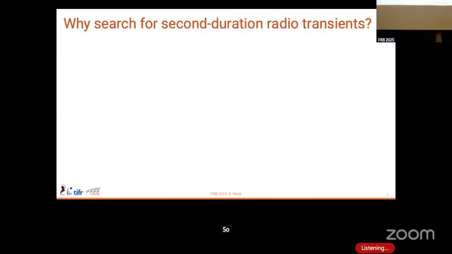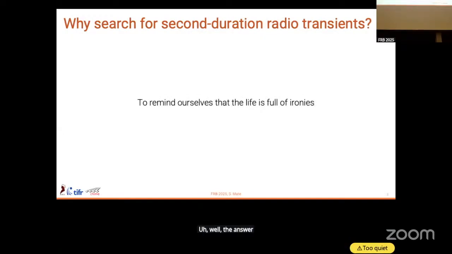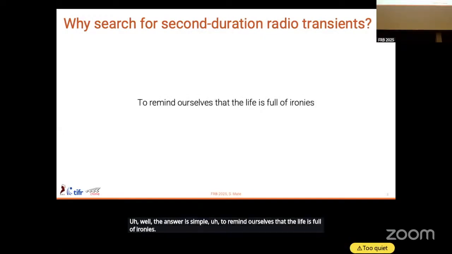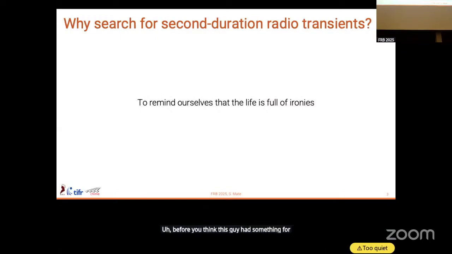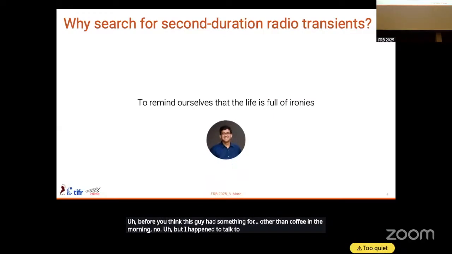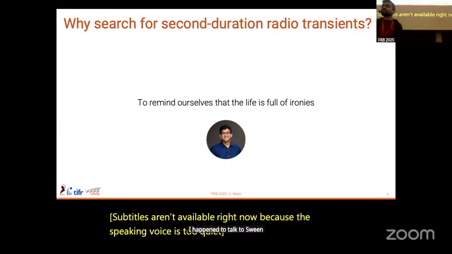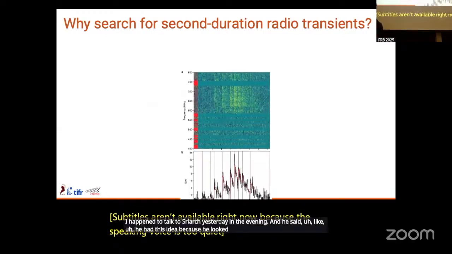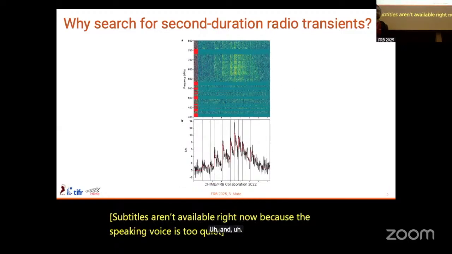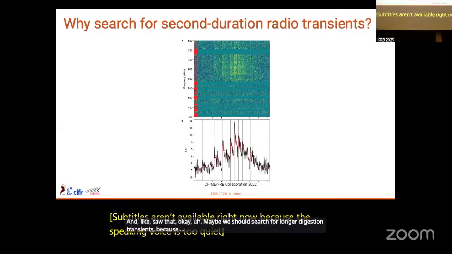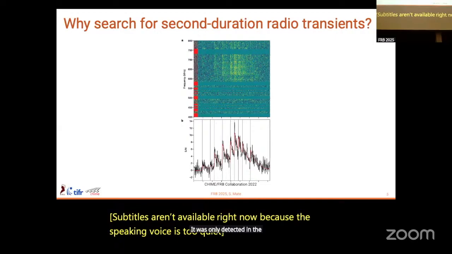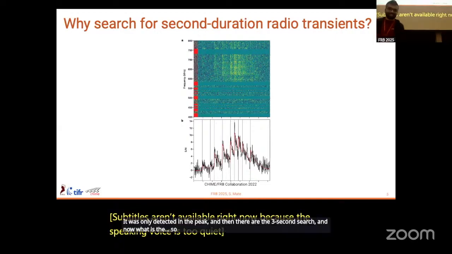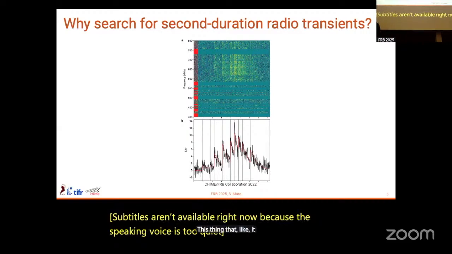First thing, why do we want to search for second duration transients? Well, the answer is simple: to remind ourselves that life is full of ironies. Before you think this guy had something other than coffee in the morning, no, but I happened to talk to Sriharsh yesterday evening, and he said he had this idea because he looked at this source and saw that maybe we should search for longer duration transients, because it was only detected in the peak, and then there is the 3-second search. It's a weird thing that it's come back to you.